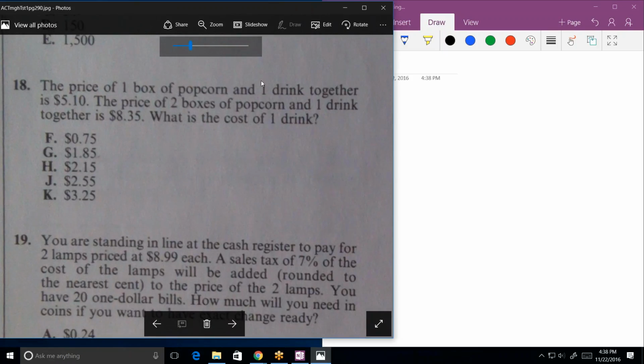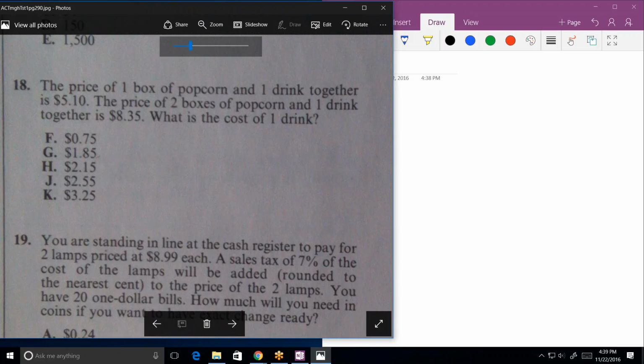So the price of one box of popcorn and one drink together is $5.10. The price of two boxes of popcorn and one drink is $8.35. So what's the difference between $8.35 and $5.10? $3.25, right? $3.25. $5.10 minus $3.25. So that'd be the price of a box of popcorn, right? It's G. $1.85.